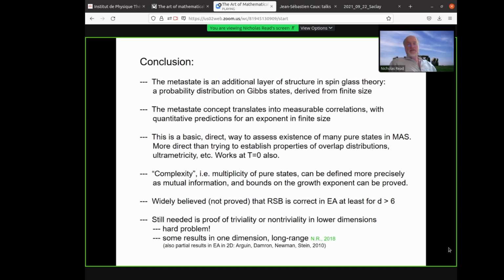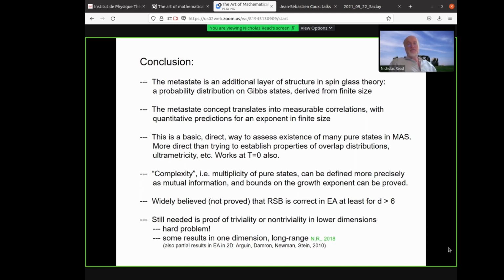So finally, the general picture is that it's widely believed that replica symmetry breaking is correct in the Edwards-Anderson model, at least in dimensions bigger than 6. D less than 6 is a bit more of an open question. None of this is proved rigorously anyway.